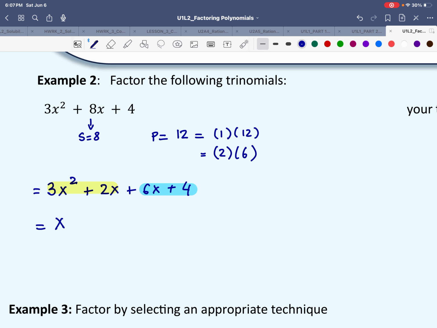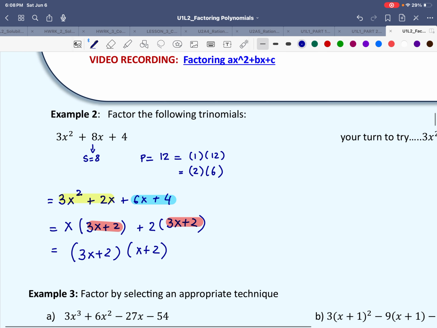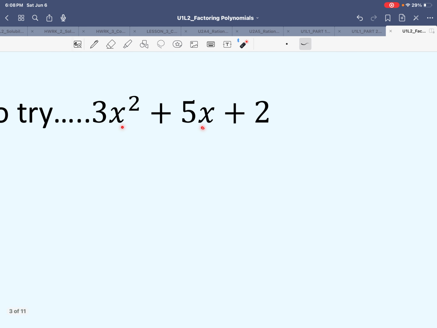So you see that there is a common factor of x for the first group of terms, and a common factor of 2 for the second group of terms. Now you can see that 3x plus 2 is a common binomial, and that will come out as the greatest common factor, and the rest of the expression would be x plus 2, and this is the factored form. Next, we're going to continue with the trinomial 3x squared plus 5x plus 2.